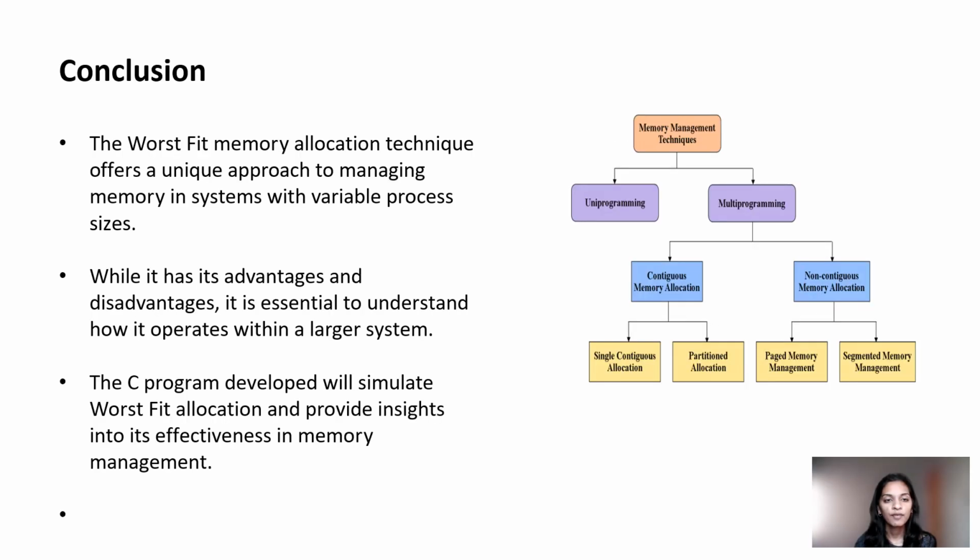Conclusion. The worst fit memory allocation technique offers a unique approach to managing memory in systems with variable process sizes. While it has its advantages and disadvantages, it is essential to understand how it operates within a larger system. The C function developed will simulate worst fit allocation and provides insights into its effectiveness in memory management.